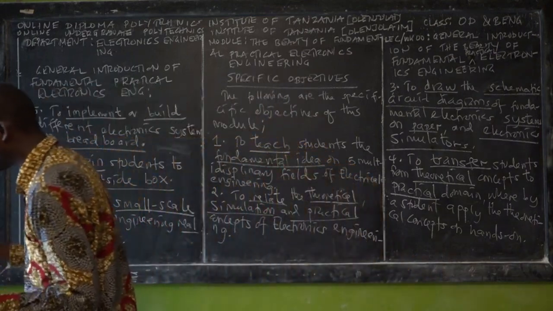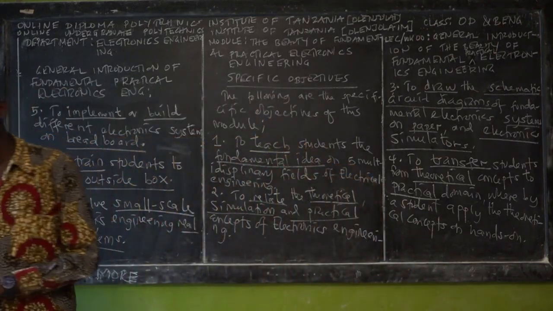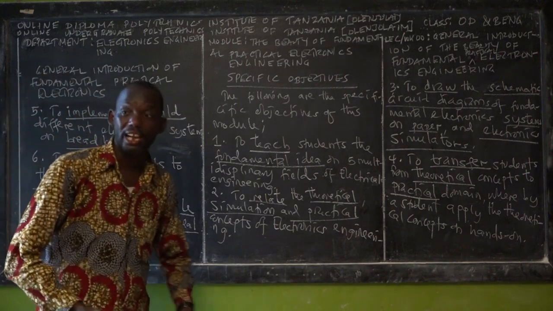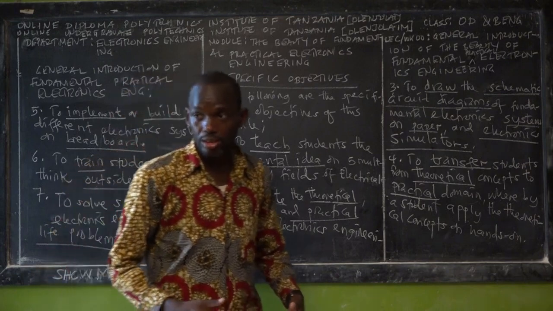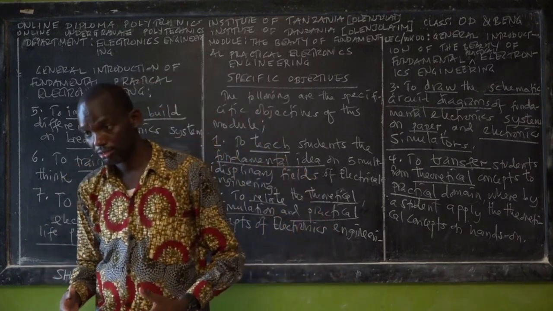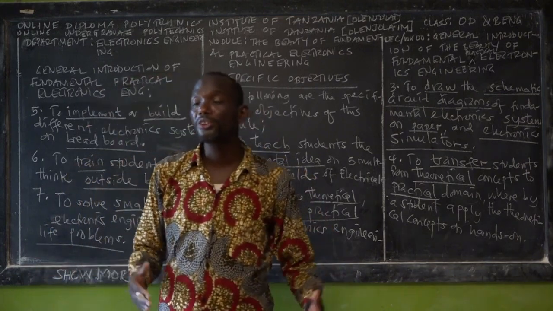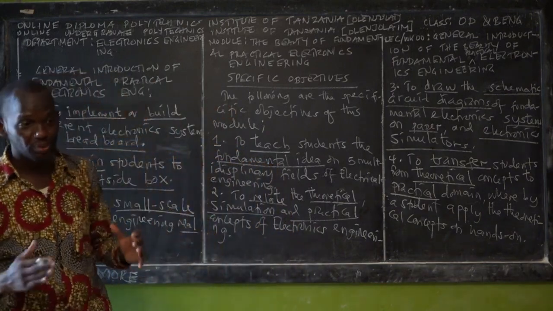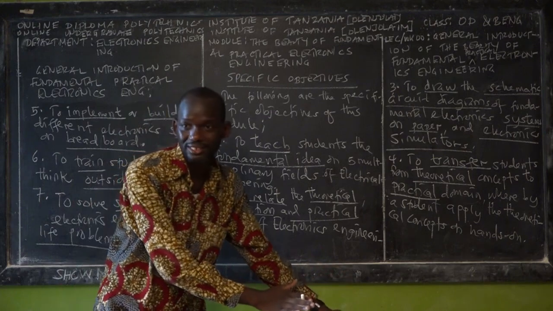The main responsibility of electronic scientists is to innovate, to discover new equipment, right? And the main responsibility of an engineer is actually to use what has been discovered by scientists.